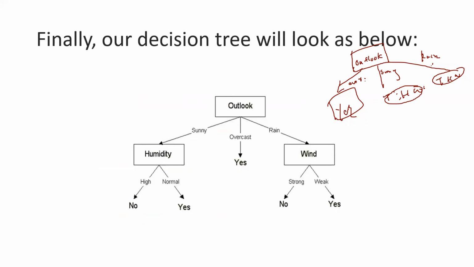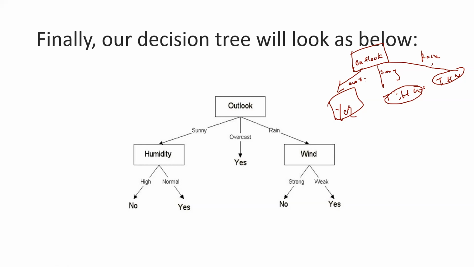So outlook, then outlook is sunny, overcast, and rain. I've selected sunny. Then under sunny, you have to select humidity. Now I'll check for humidity, high or normal. Overcast is directly play yes. Now I'll check the rain. If it's rain, then I'll check for wind. If wind is strong or weak, if it is strong, then what? If it is weak, then what? This is the process.